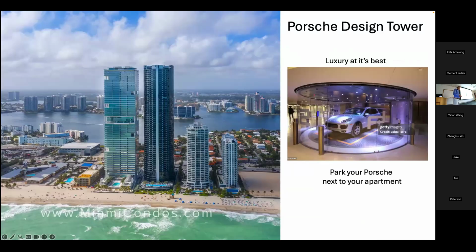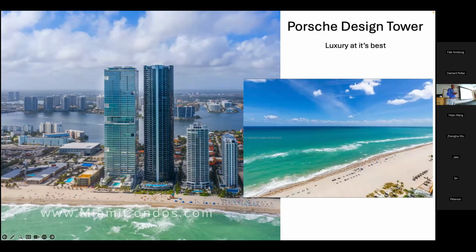And these of course are nice buildings. Yes, I don't live there, unfortunately. So let me show you one example, the Porsche Design Tower. You don't have to park your car in front of the building. There is an elevator, so you can go with your Porsche all the way to the 53rd floor. And so you have beautiful views, obviously, from the higher floors.